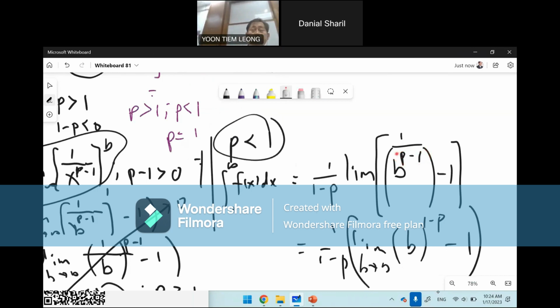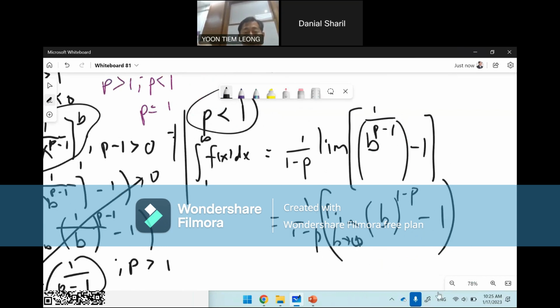If p is less than 1, then this is a negative. So 1 over b raised to some negative number is just b raised to the power of 1 minus p. Just revert the sign, so I can rewrite 1 over b raised to the power p minus 1 as b raised to the power 1 minus p. So here 1 minus p is a positive number, and you are going to make b go to infinity, right? So b is going to infinity.